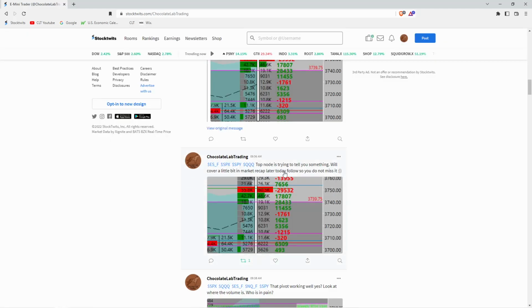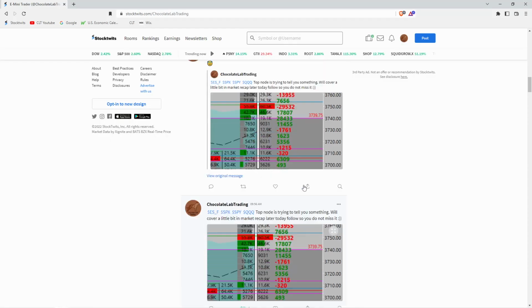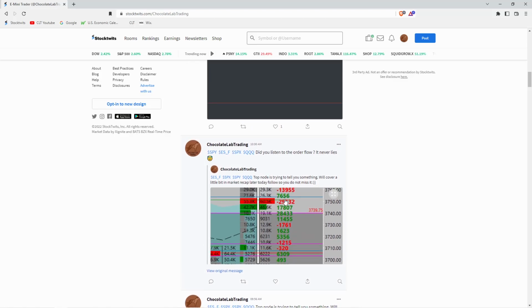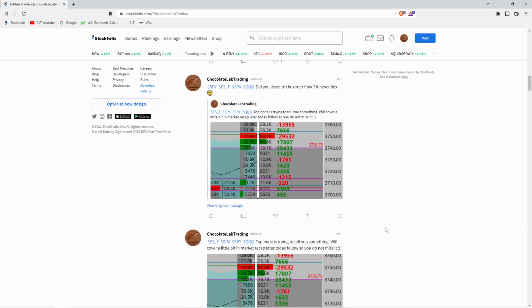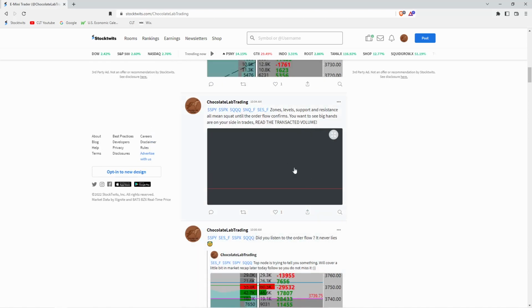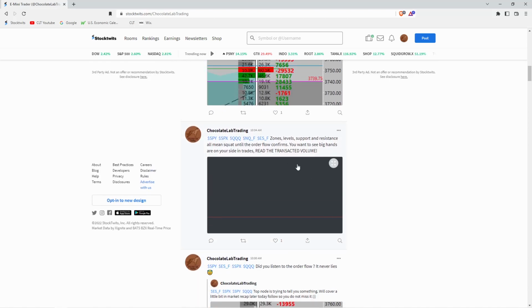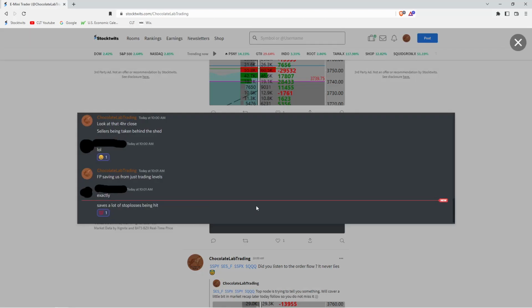I said top node is trying to tell you something. We'll cover a bit in market recap. And sure enough, did you listen to the order flow? It never lies. So I quote tweeted that, but sure enough, we continued up higher. And this brought on something I always say, I try to put it in my daily plans: zones, levels, support, and resistance. They all mean squat until the order flow confirms. You want to see big hands are on your sides in the trades.